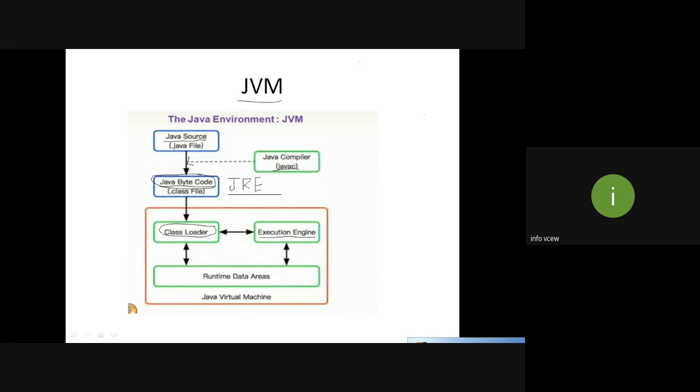Inside the execution engine, the Java interpreter is present. It converts the bytecode into machine code, that is executable code. Can you understand? From the class loader, where does it go? To the bytecode verifier. From the bytecode verifier it goes to the execution engine. This is the flow. Can you clear about this?